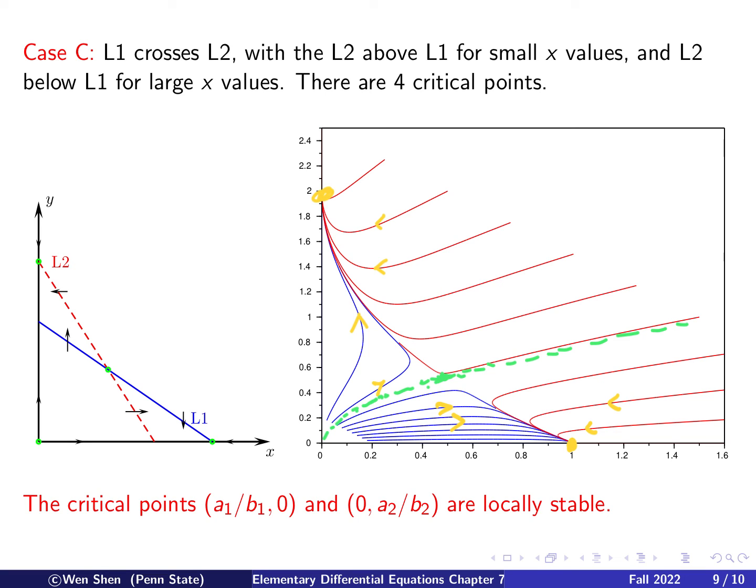Okay, so whichever side you end up with, the final result would be good news for one species and bad news for the other one, because these two critical points mean that here y dies out, x exists alone, and here x dies out and y exists alone. Okay, so such critical points are called locally stable. They are called local attractors for nearby solutions.